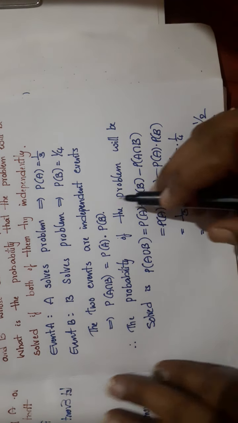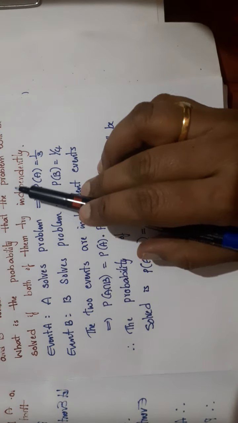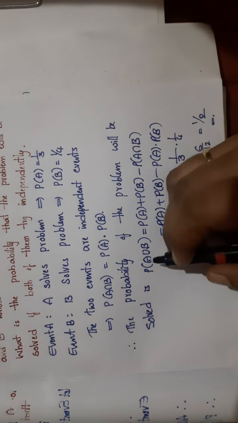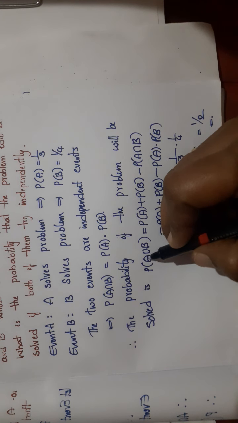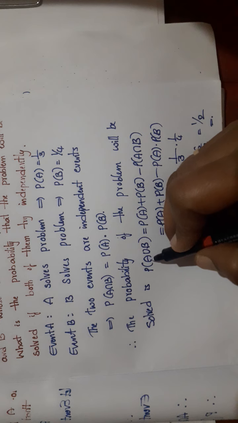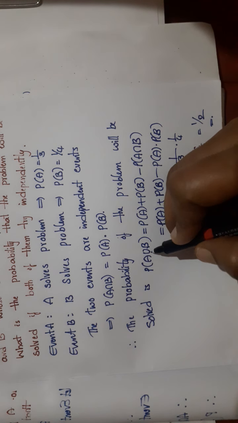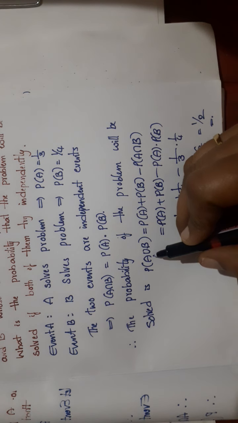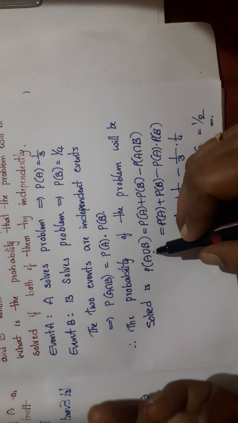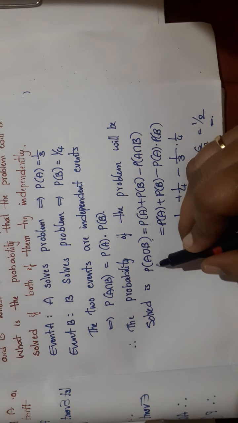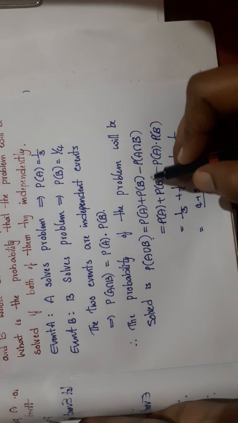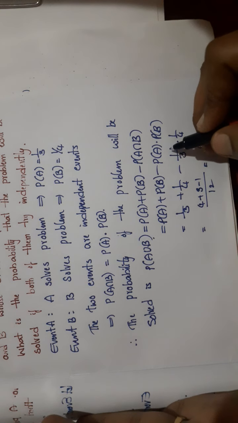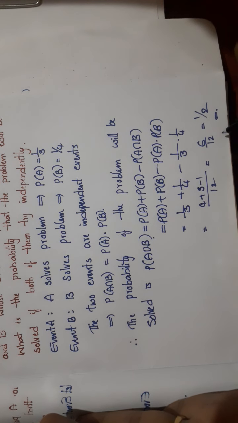We have to find the probability that the problem will be solved when both of them try independently. Either A may solve the problem or B may solve, or both. We are not saying both have to solve the problem; anyone can get the answer. So A or B: P of A union B is equal to P of A plus P of B minus P of A intersection B, where P of A intersection B is P of A into P of B. By substituting the values, you will get the answer.